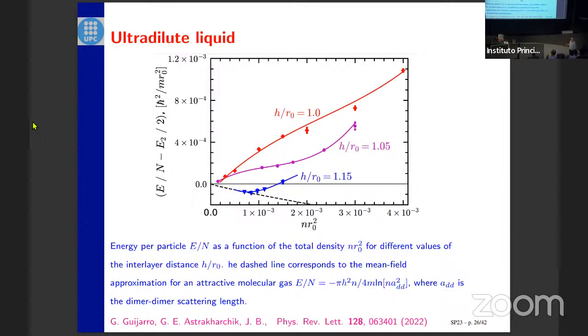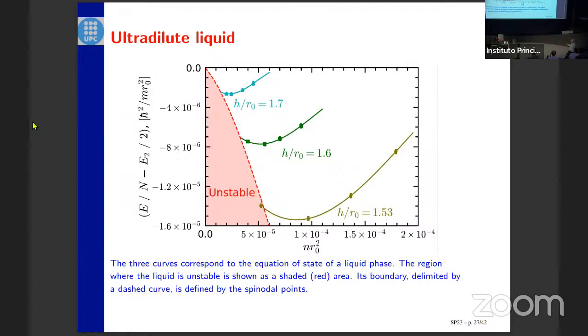But if you arrive at this value, you see clearly that the energy shows a minimum. When the energy shows a minimum at negative values, this is the key ingredient to say that you have a self-bound system. So the system at equilibrium at zero pressure will be a liquid at this density, which, as you see, is extremely small. So this is a very, very dilute liquid. Here are more cases where we change the values of H, and you see in all cases this typical behavior of the liquid, with an equilibrium point and then positive pressure.